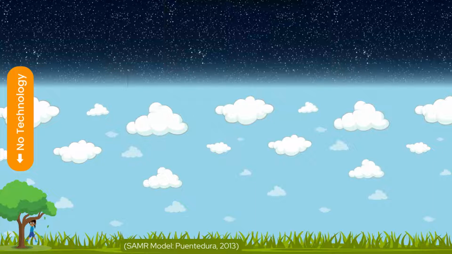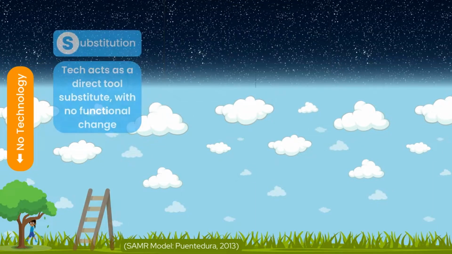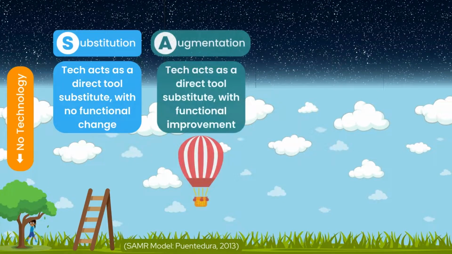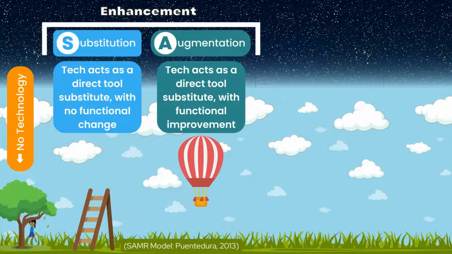In the analogy shown here, the no technology case is climbing a tree. The first level of integration is substitution. Technology acts as a direct tool substitute with no functional change. Instead of climbing a tree to reach a height, we're using a ladder. The next level is augmentation. Technology acts as a direct tool substitute with a functional improvement. By using a hot air balloon, we can go much higher. Both of these first 2 levels of integration are categorized as enhancements to the lesson.